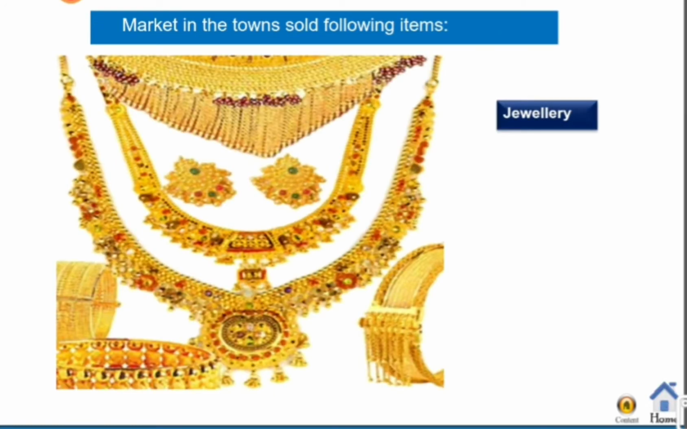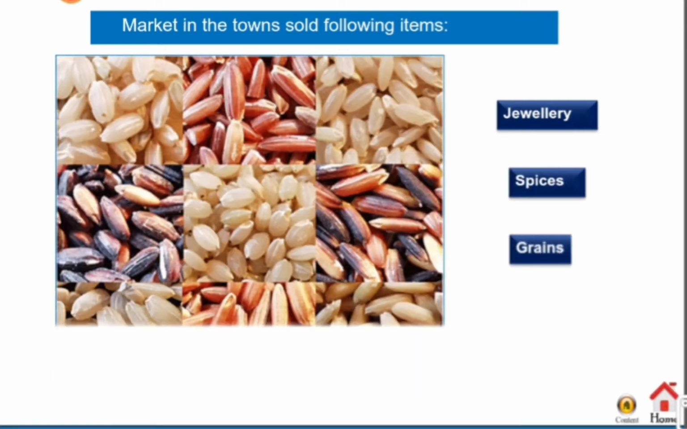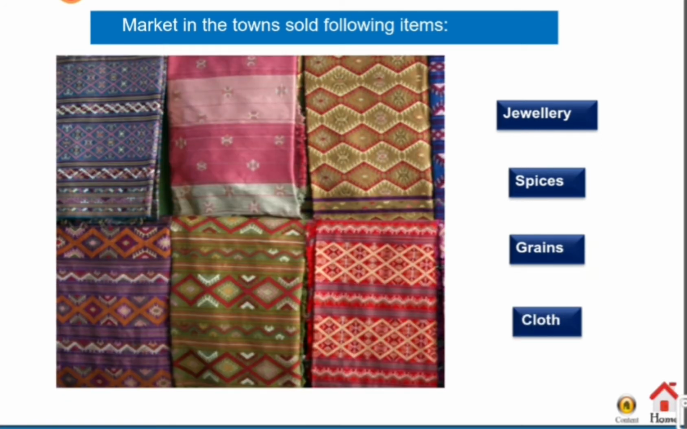The markets in the town sold the following items: jewelry, spices, grains, and cloth.